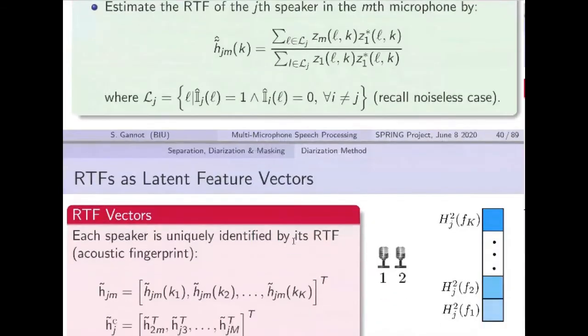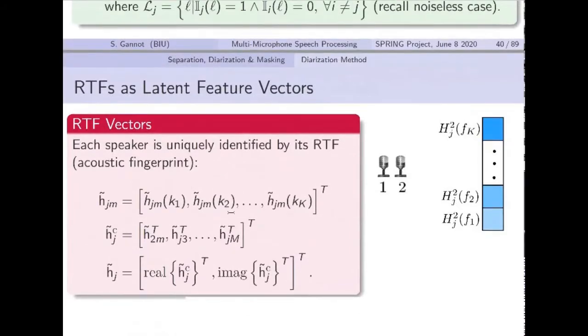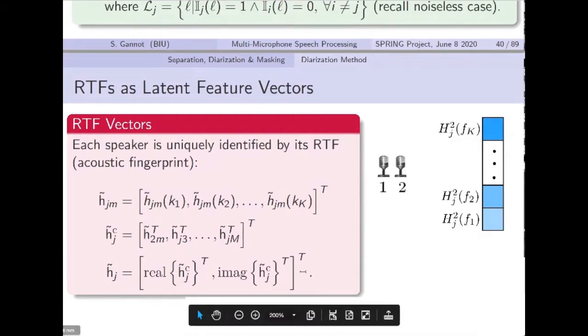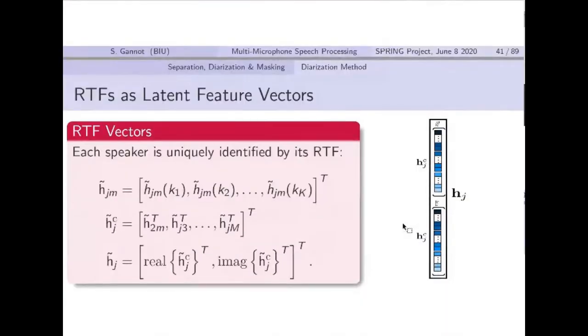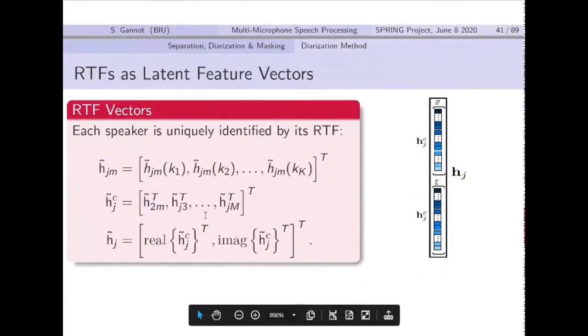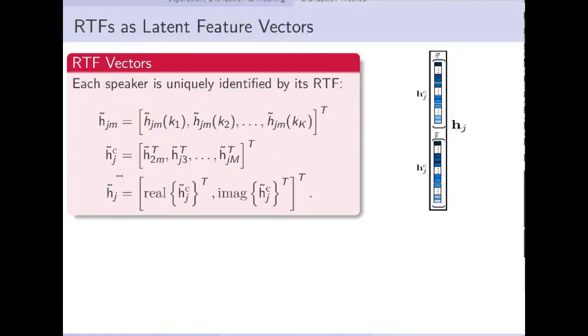So now I estimated the RTF. I don't want to get too deep into it, but just for the sake of preciseness, I would say that I concatenate several frames. I concatenate all the RTFs of all microphones. I take the real and imaginary part, and then I construct a feature vector, which will be helpful later. Actually, I can construct a feature vector for each frame, which I will explain soon how I work with.